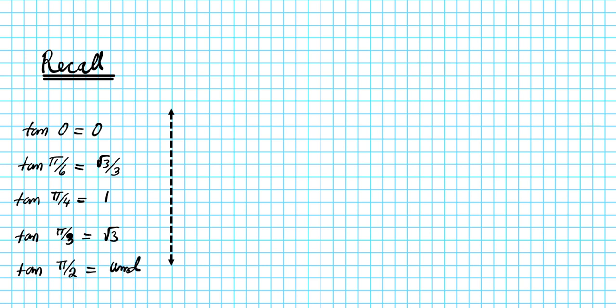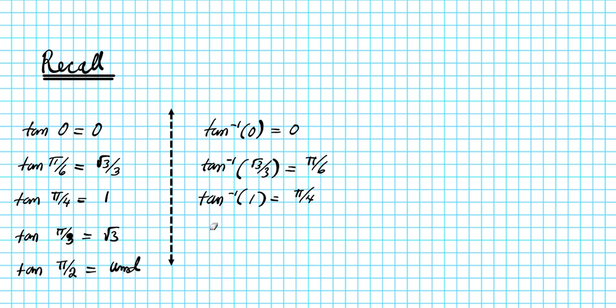Okay. All right. So with these equations in mind, we can determine what their inverse values are. So if tan 0 is 0, that follows that the inverse tan of the output of tan 0, which is 0, is equal to 0. If tan pi over 6 is root 3 over 3, that follows that the inverse tan of root 3 over 3 is equal to pi over 6. If tan pi over 4 is 1, that follows that the inverse tan of the output 1 is pi over 4.